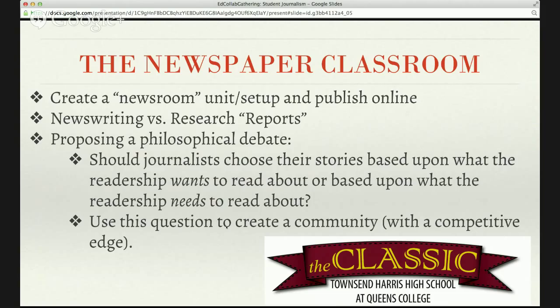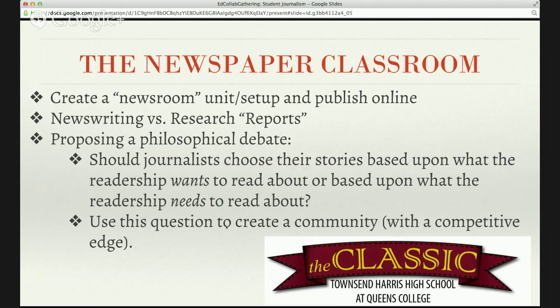And the idea is not that we blend these 3 forms of writing together so that they're indistinguishable from one another for students. The idea is that we teach them how to select which one is most appropriate based upon the purpose of what they're writing at that time. And we do that best in a newsroom unit by having all 3 available all at once.